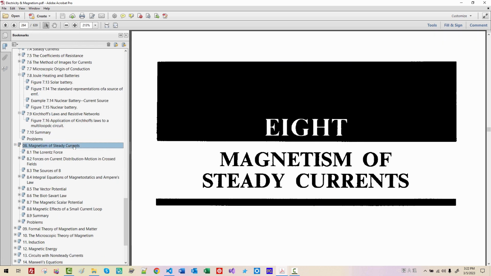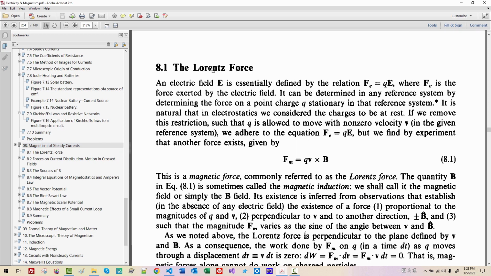Now, Chapter 8, Magnetism of Steady Current. If you scroll down, you can find Lorentz force. This book now introduces magnetic field. This force, Fm, is called magnetic force. So, magnetic force is proportional to charge Q times V, velocity, cross magnetic field.